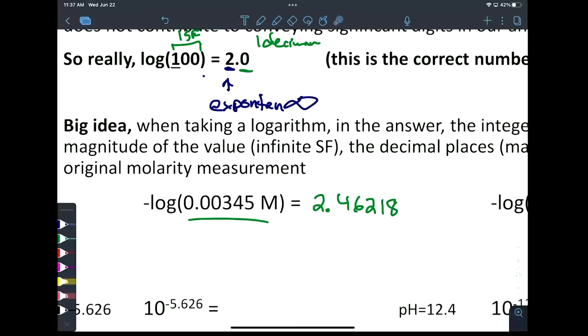How many sig figs are inside that logarithm, in that concentration? 3. So does that mean I want my answer to have 3 sig figs? No, the 2 doesn't count. So when I report my pH, it needs to have 3 decimal places instead. The 2 doesn't count. So the answer is 2.462. 3 decimal places.